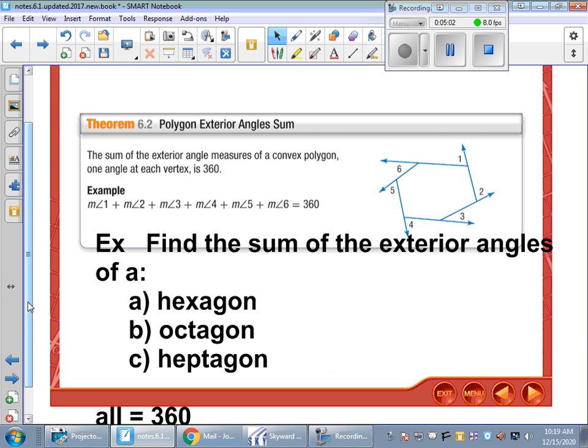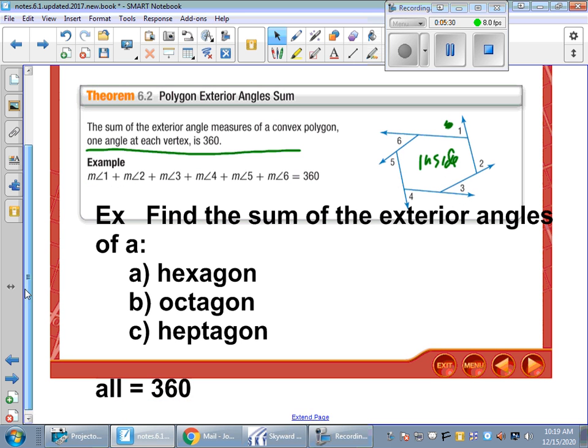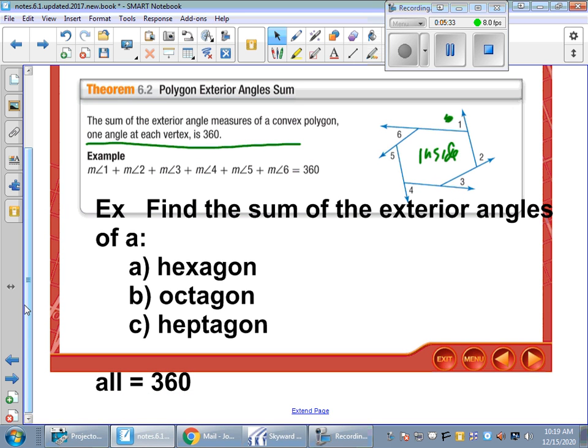So again, what is an exterior angle? You can see hopefully right here, this is angle 1, that is outside. This is inside, that's the interior. The green dot is the exterior, that's the outside. So the sum of the exterior angle measures of a convex polygon is 360. So what if it's a hexagon? What if it's an octagon? What if it's a heptagon? All of them are 360. Doesn't matter how many sides. These are exterior angles. All of these are 360. So remember, exterior is 360. Interior, we have to use the formula to get there.